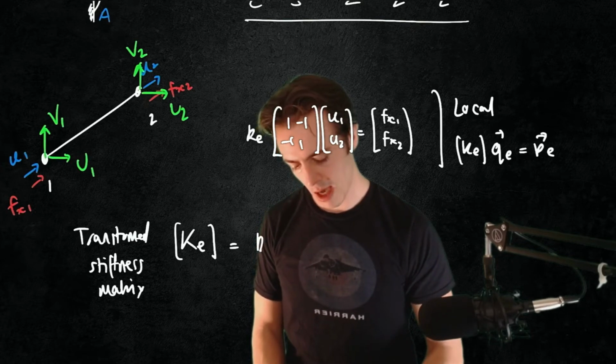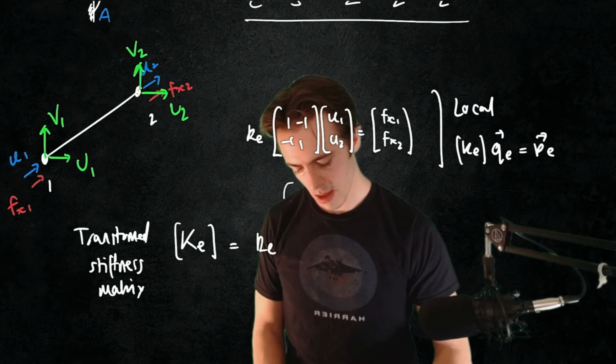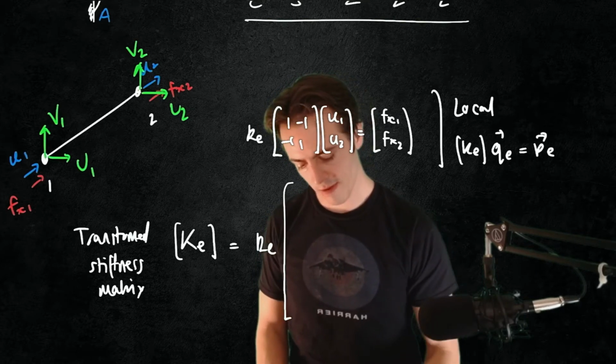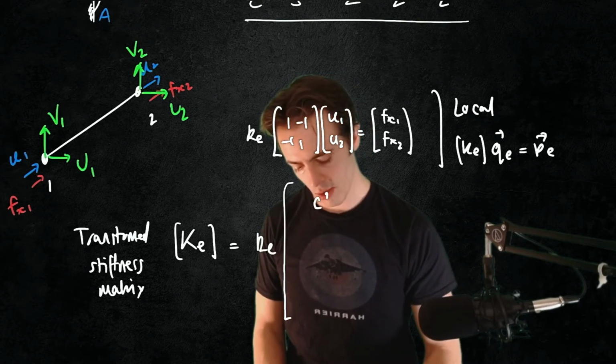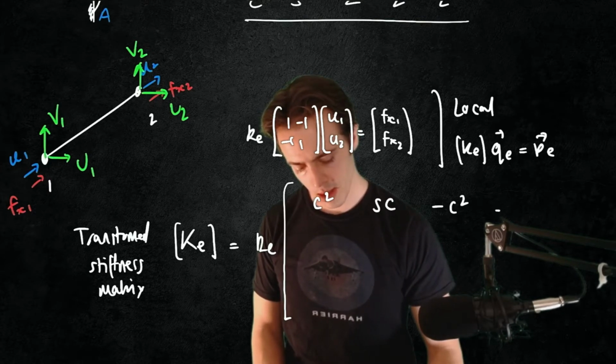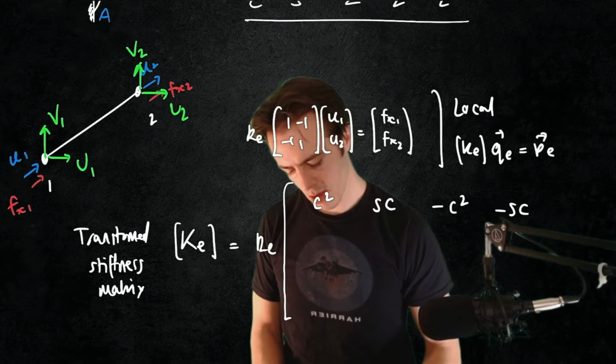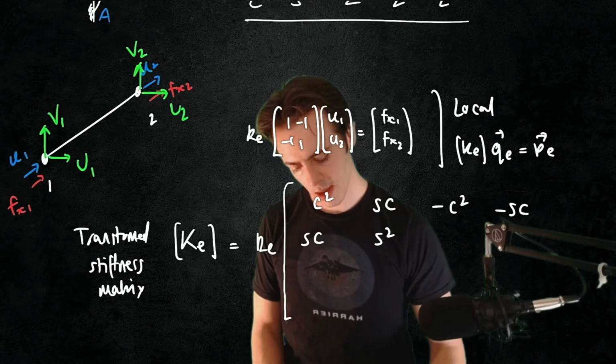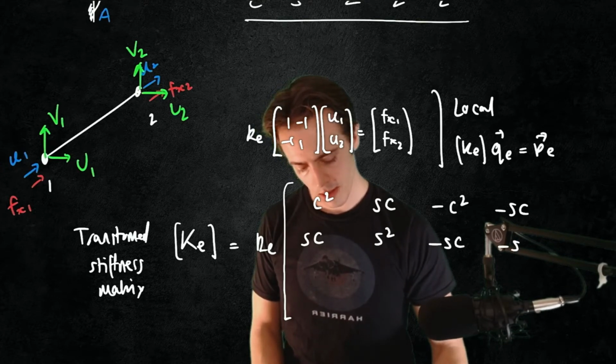Then be equal to KE, and then it's a big 4x4 thing. So I have a cosine squared, sine cosine, minus cosine squared, minus sine cosine, sine cosine, sine squared, minus sine cosine, minus sine squared.